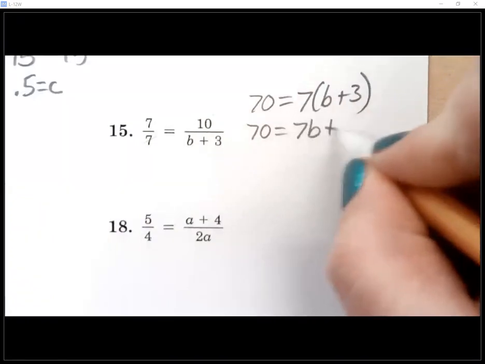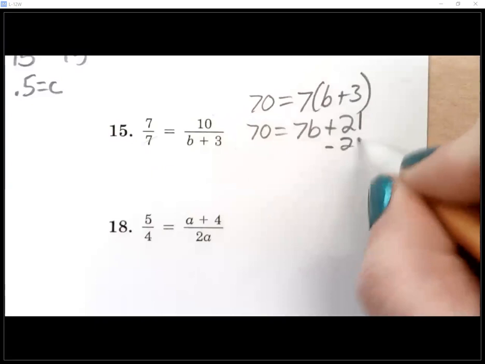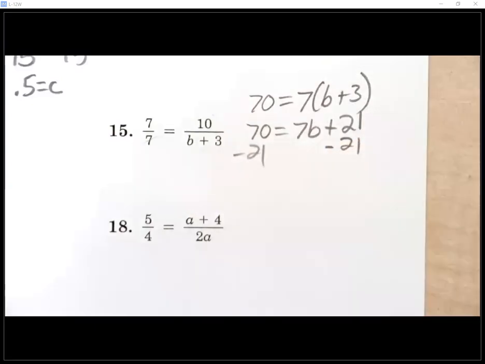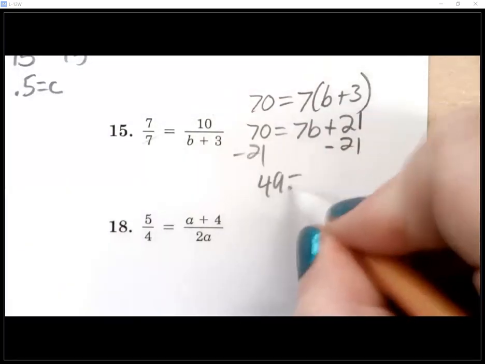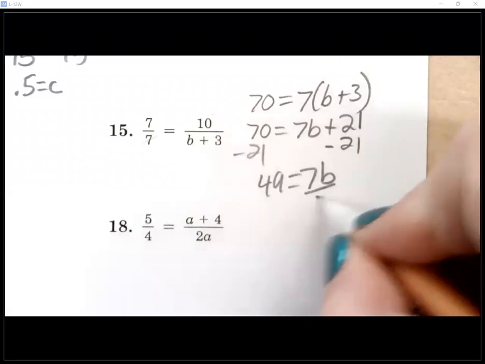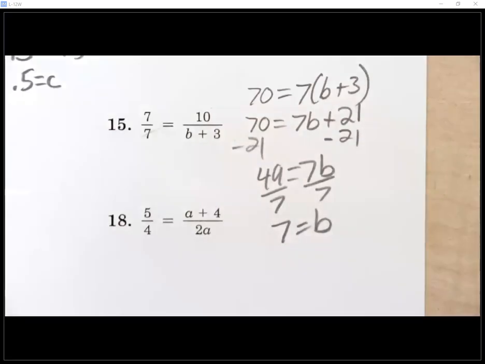That'll be 21, right? Minus the 21. Oh, 70 minus 21, what is that? 49. And then divided by 7. You said 7, right? Perfect. Good job. Okay, double check your answer for 15 should be 7.